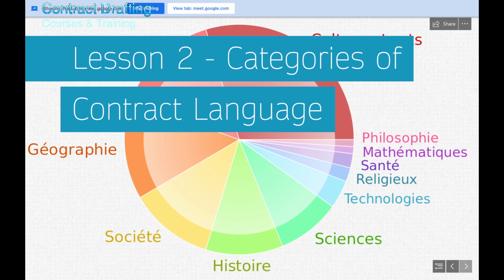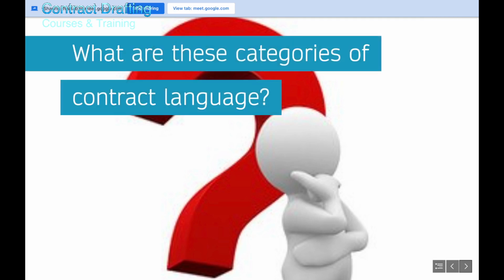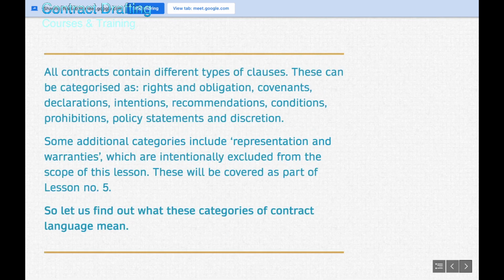So, what are these categories? There are different categories, of course, but for the purposes of today's discussion, I have kept it limited to rights and obligations, covenants, which are also another name for obligations, declarations, intentions, recommendations, conditions, prohibitions, policy statements, and discretion. There are additional categories like representations and warranties, but these will be discussed in lesson number 5. So we'll understand these categories in detail in the next slides.